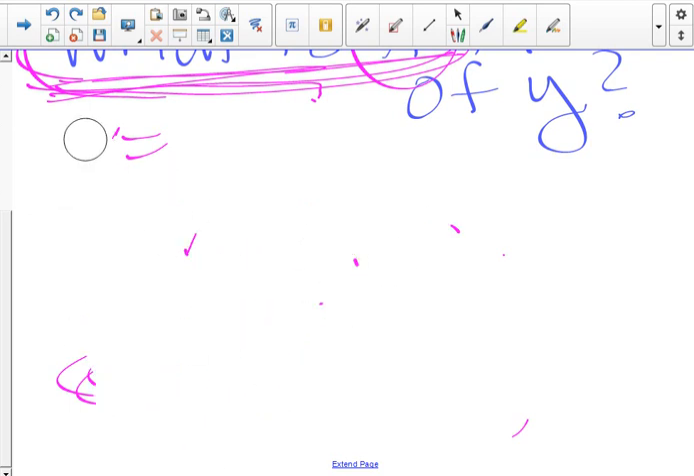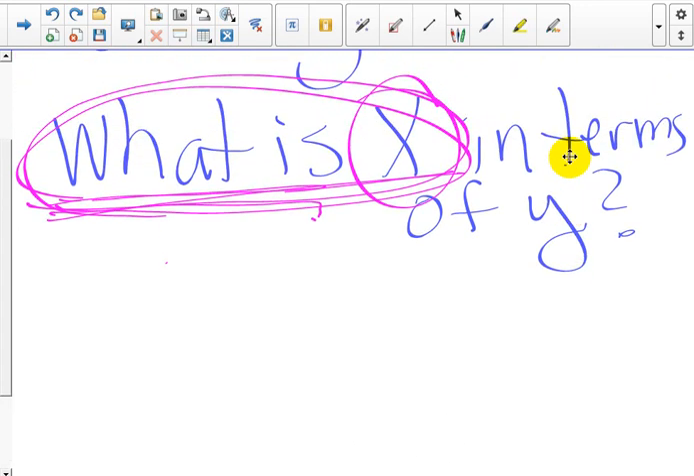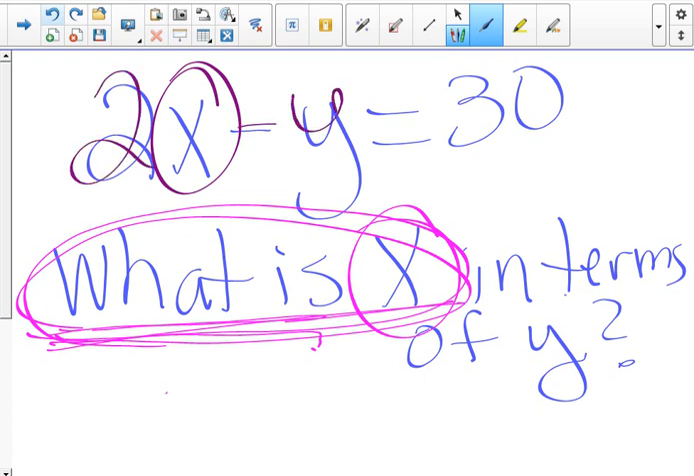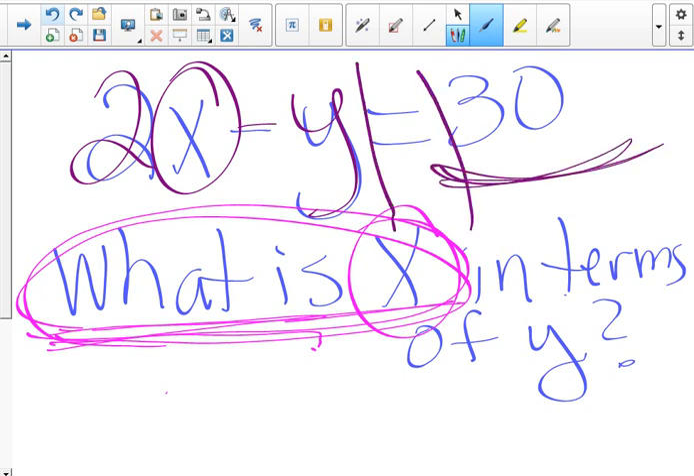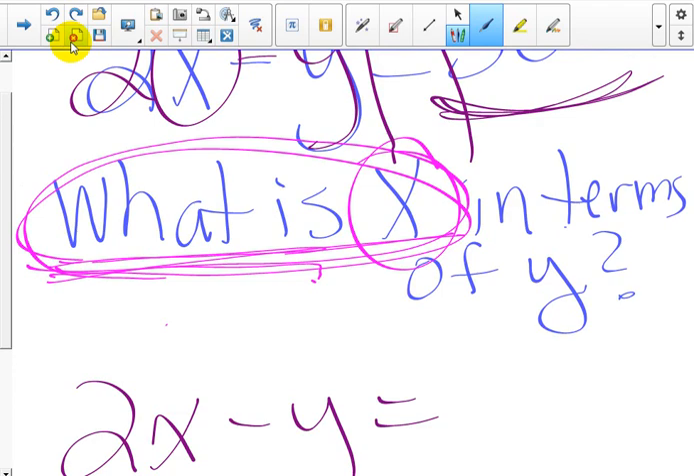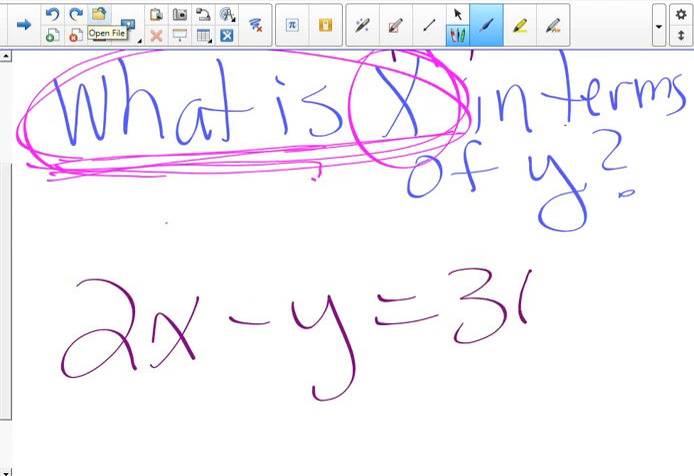So let's now work towards that goal. What is x in terms of y? So it means at the end of this, I'm going to have x on one side of the equal sign and everything else, this 2 and the minus y, is going to be on the other side of the equal sign. Okay? Let me write it again right here. 2x minus y equal, was it 30? All right.